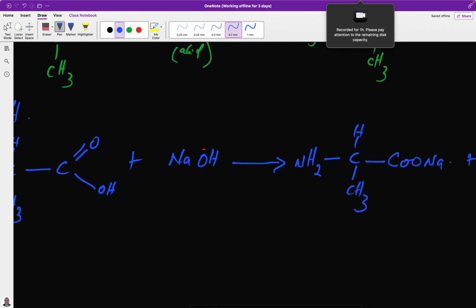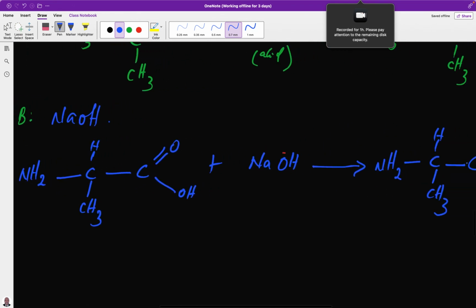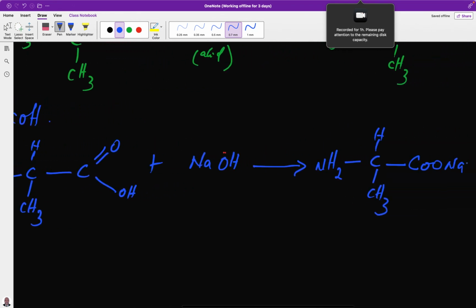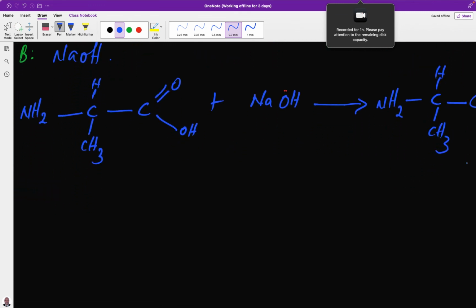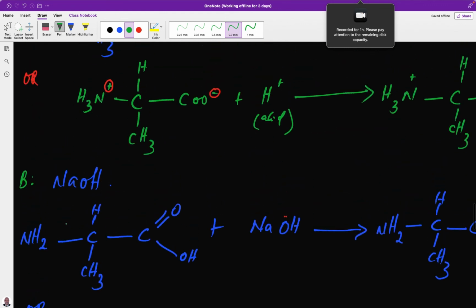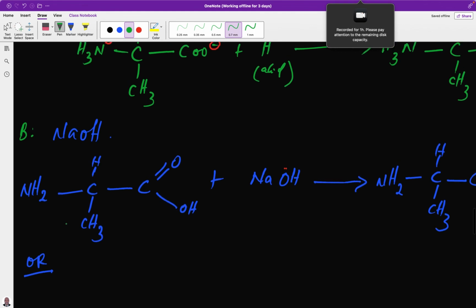You can either write it like this, in this form, or you can use this other method using the Zwitter ion method. Using the Zwitter ion with two charges, you can say H, the Zwitter ion like the one we did here. This is how you are going to write it.